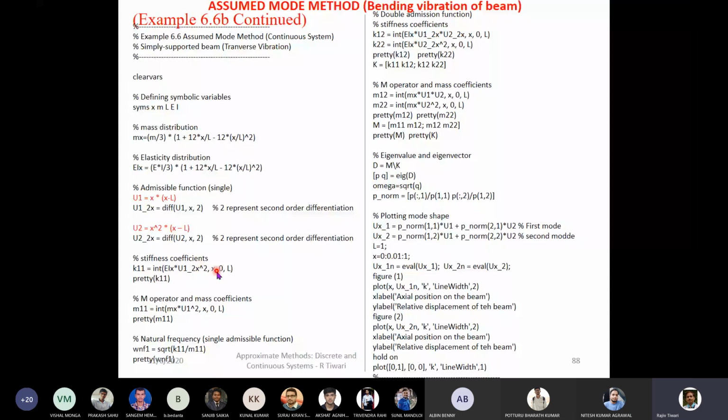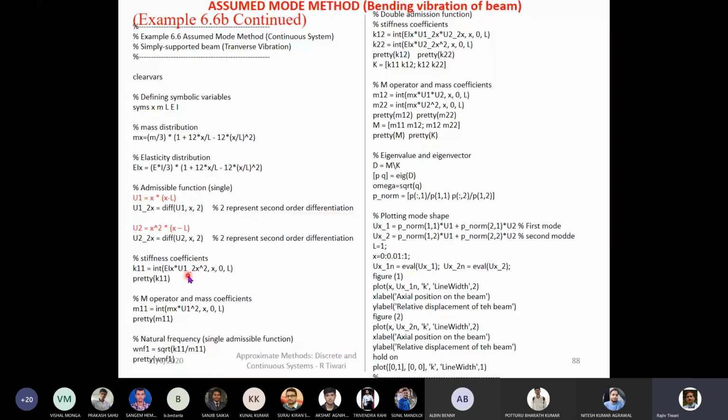We can get the k11, similarly m11, and natural frequency we can obtain by square root of k11 by m11. Similarly, we can go for two admissible functions. We can obtain k12, k22, so we can get the stiffness matrix. Similarly, the mass matrix can be obtained. Directly, symbolically, it will integrate and display. Then we can even solve the eigenvalue problem. We can get the mode, the eigenfunction, eigenvalues, eigenvector. Then we can plot. So this is the plotting of the eigenfunction.